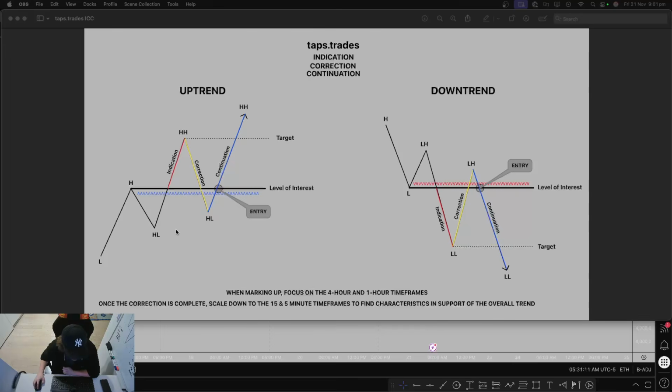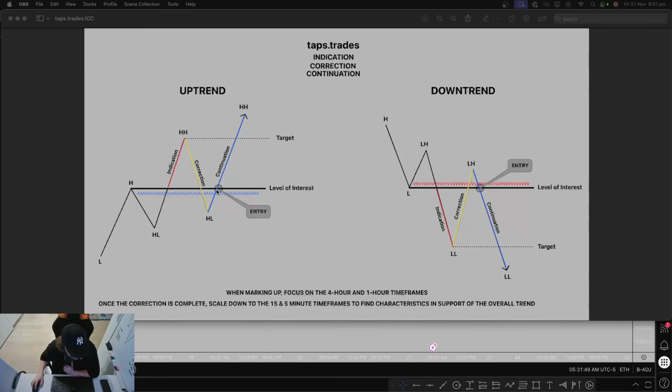Then the third phase. Once the correction phase is complete, we scale down to the 15-minute and the 5-minute time frames to find the characteristics that support the overall trend. We're looking on the smaller time frames for the exact same or very similar characteristics representing an uptrend. And we know that an uptrend consists of higher highs and higher lows. Then when price gets above our level of interest, so above this high, we're looking to take entries.